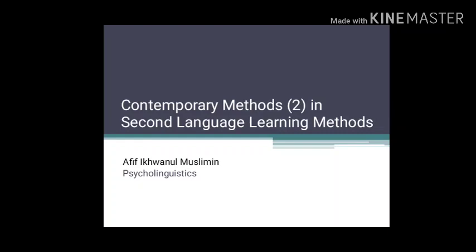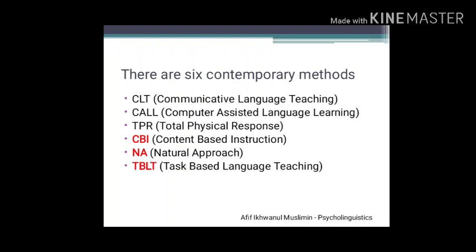Today we're going to continue our discussions on contemporary methods in second language learning. There are 6 contemporary methods and 3 of them have already been explained in the previous video. First we discussed communicative language teaching, which focuses on speaking. Next is computer assisted language learning, which focuses on the use of computers. And the third is total physical response, which focuses on the use of physical body movement. The next 3 will be about content-based instruction, natural approach, and task-based language teaching.